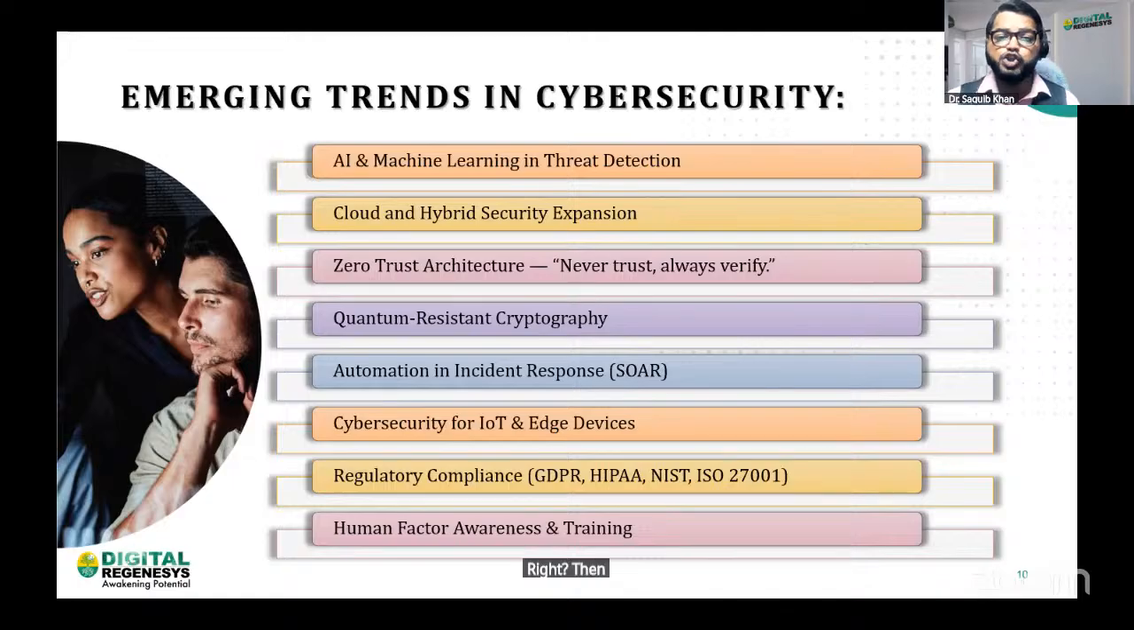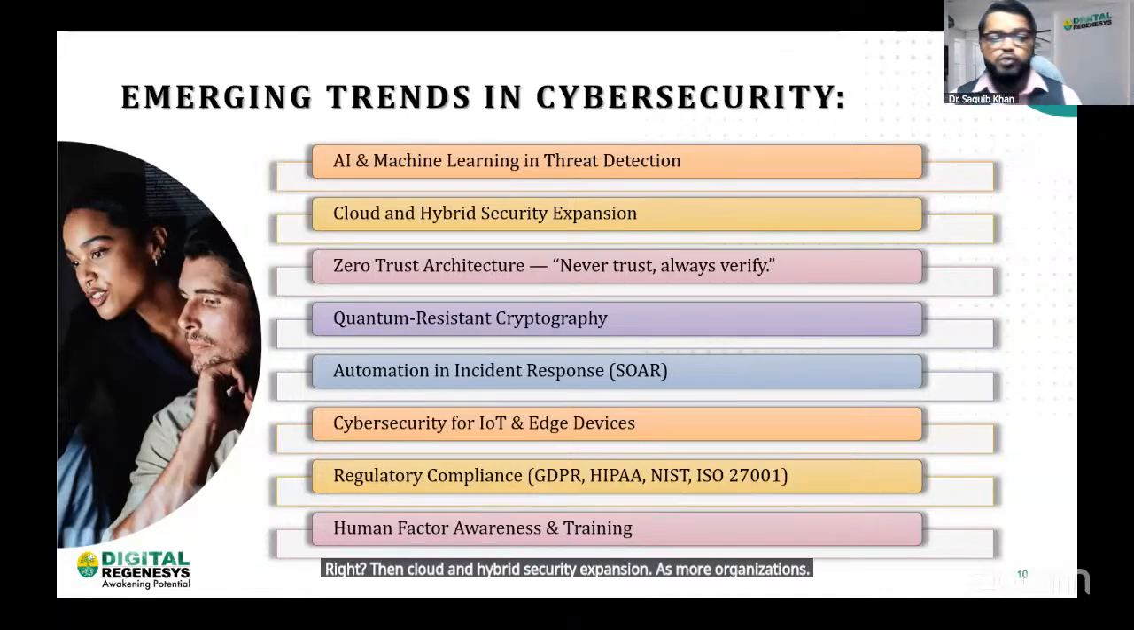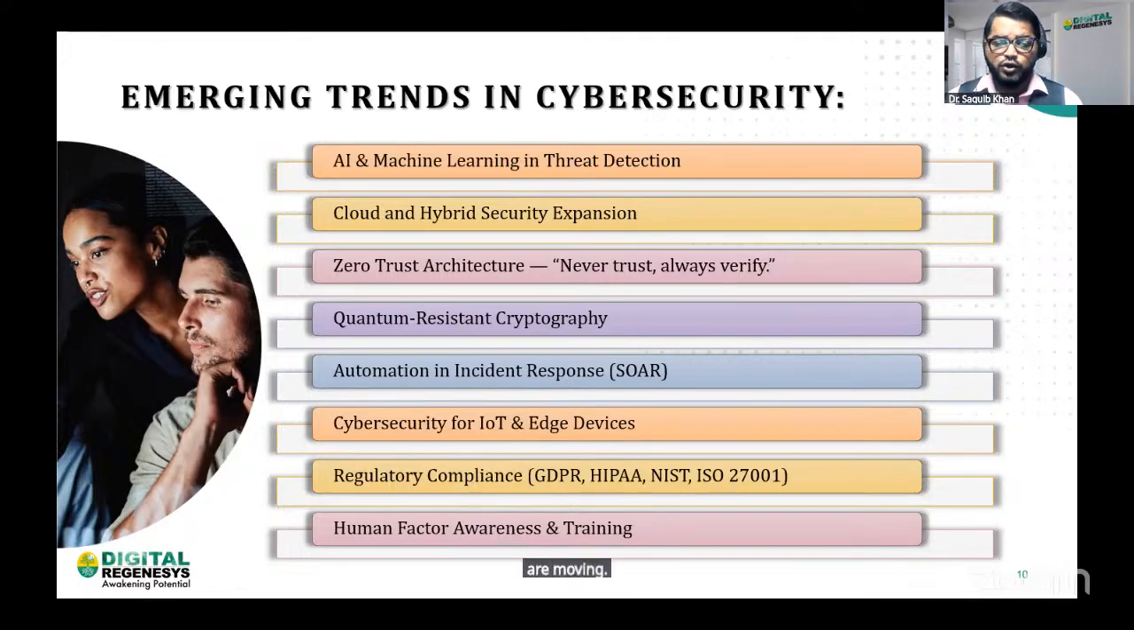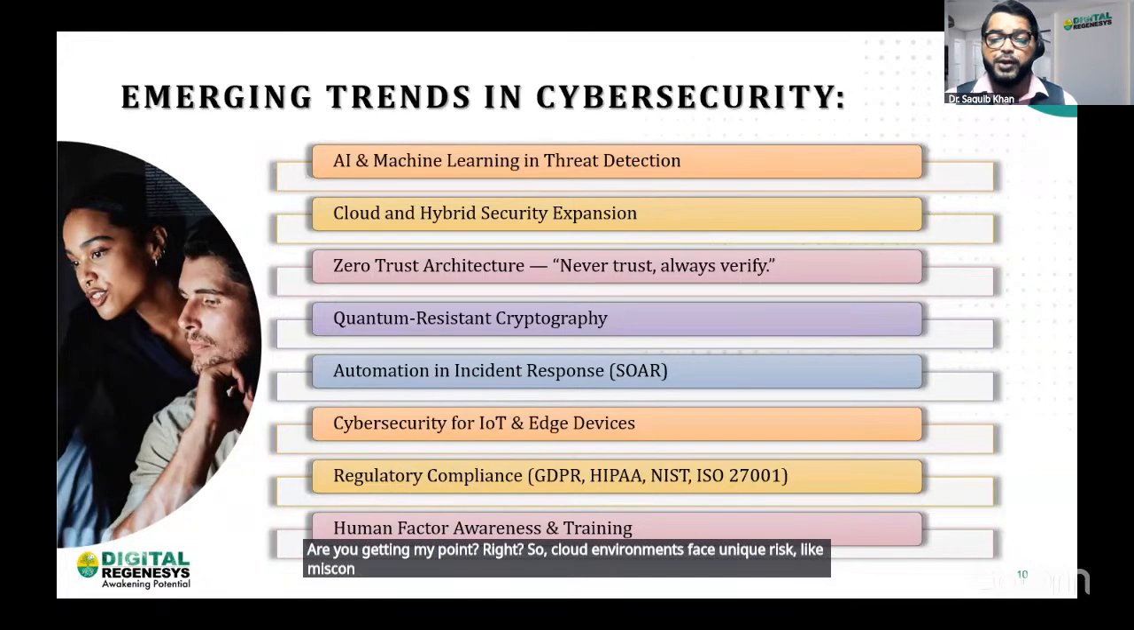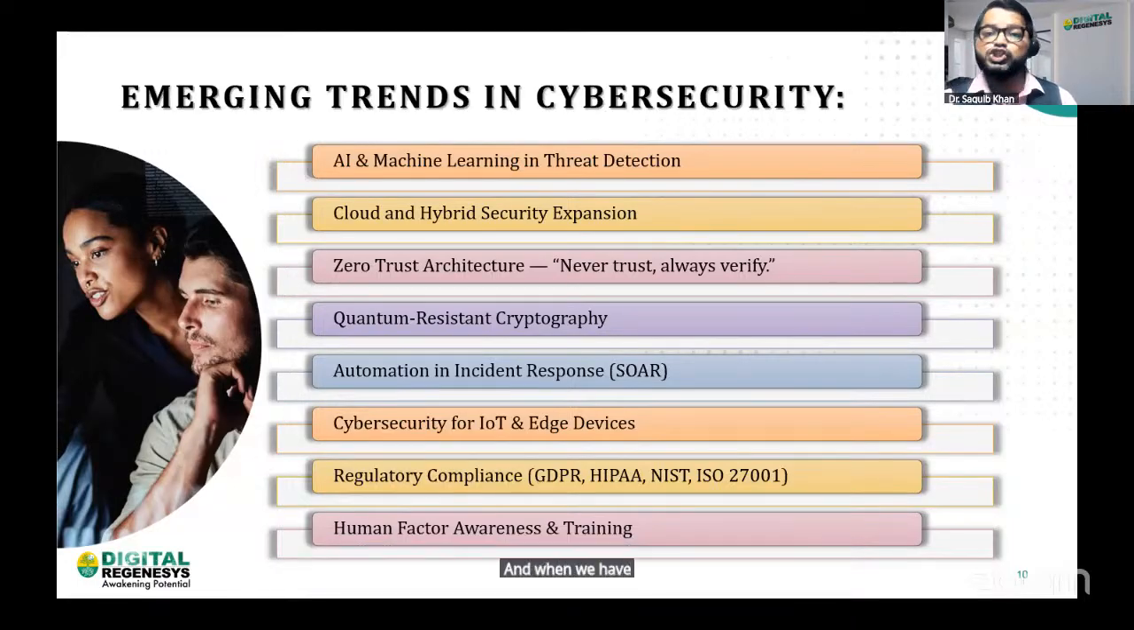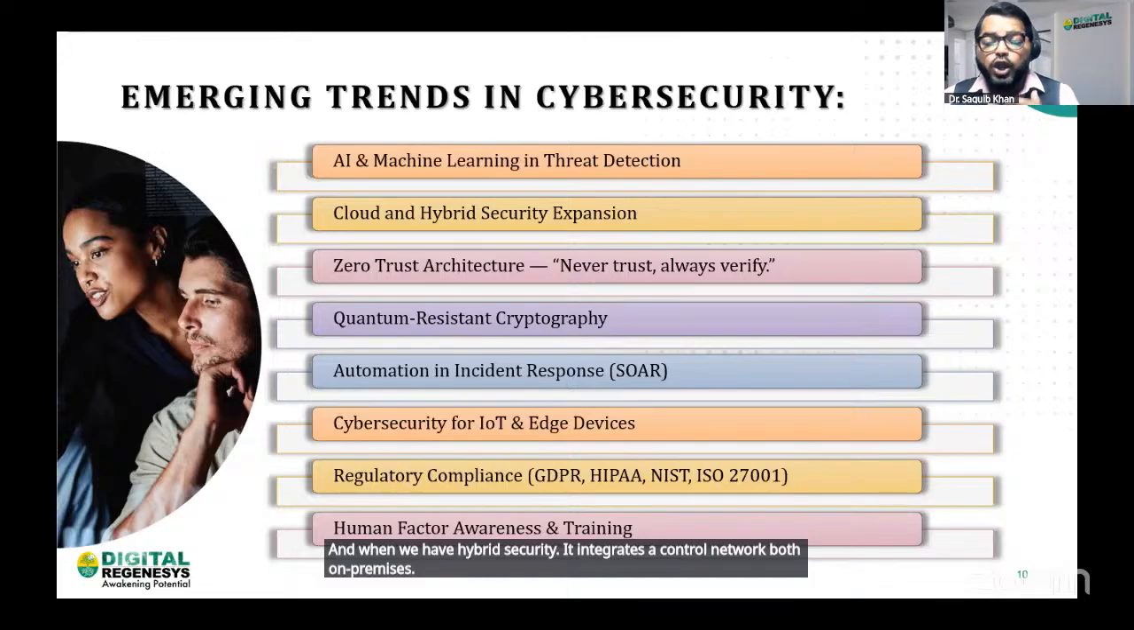Then cloud and hybrid security expansion. As more organizations today are moving to cloud and hybrid environments, there's a mix of on-premises plus cloud. That is something that I want to tell you. So cybersecurity needs to expand to protect this ecosystem. Are you getting my point? Cloud environments face unique risks like misconfiguration, data breaches, and unauthorized access. And hybrid security integrates controls that work both on premises and in the cloud to ensure consistent protection.